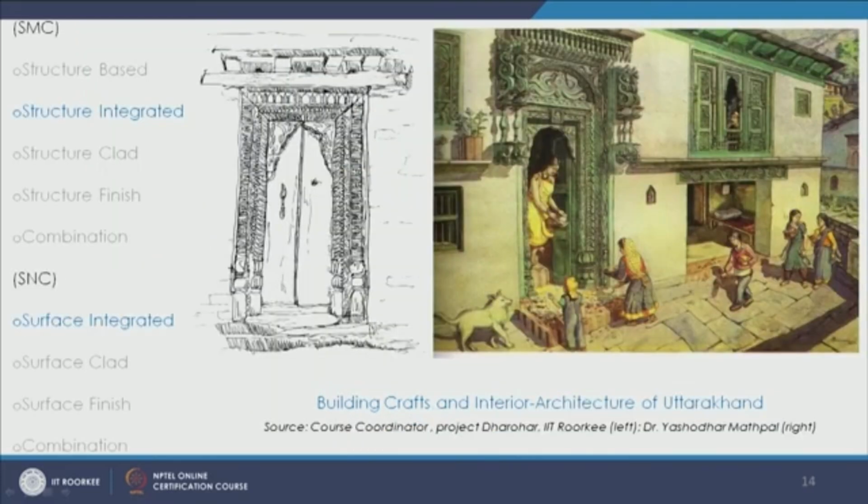Here if we see some examples again from Uttarakhand, this is a very famous painting by Dr. Yashodhar Matpal, and it shows a Kumauni residence and its beautiful doors which have intricate carvings, and it is very much structural. We see the structural parts to it. So there are brackets, there are door frames, there is jamb, and we have all the details over here. So we again have structure integrated.